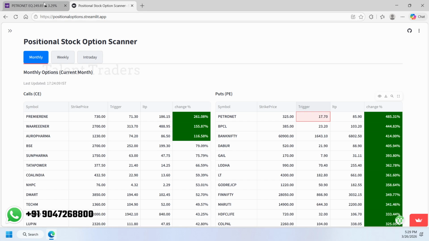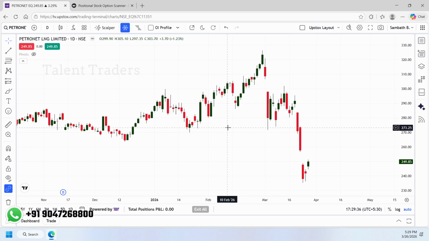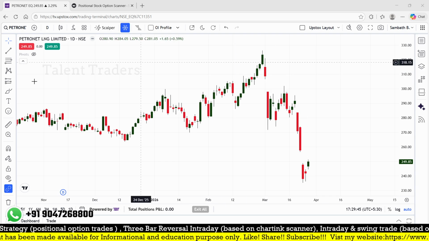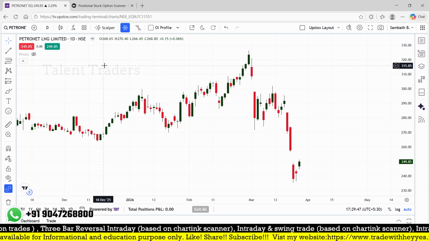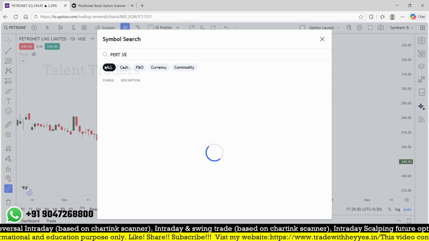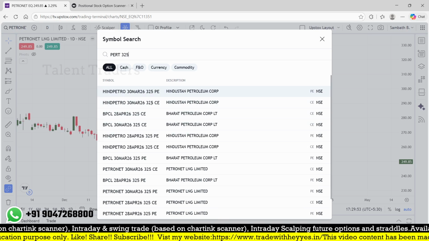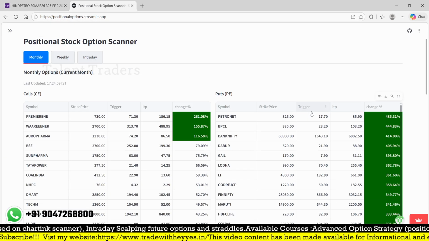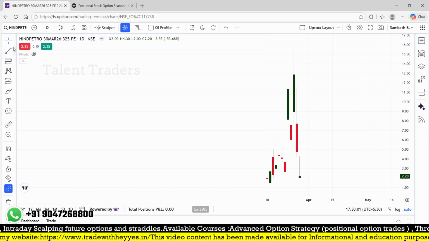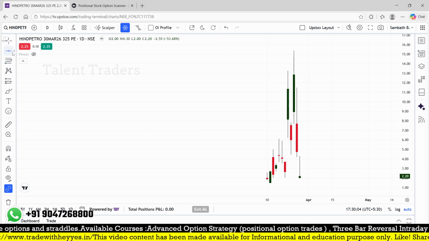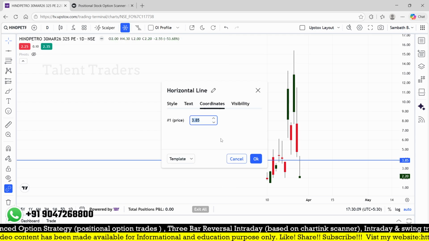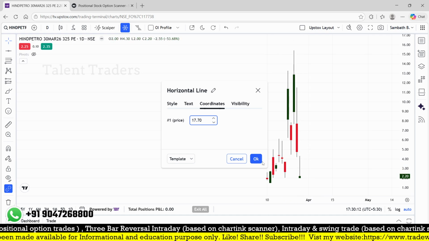17 is our logical breakout point. It is not an entry point, it is a logical breakout. When the stock reaches that particular level, we try to find the opportunity. Like the Petronet 325 put option, we check whether the option is tradable. 17.7 should be the trigger. Let me see when it is triggered on the live market, or after market, maybe a gap up. That is also considered: 17.7 should be the breakout.